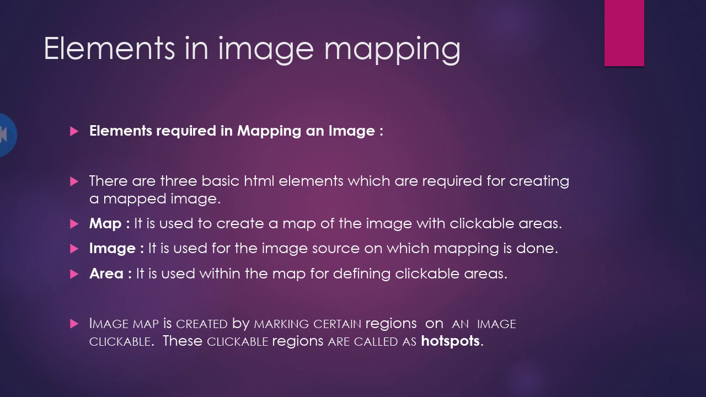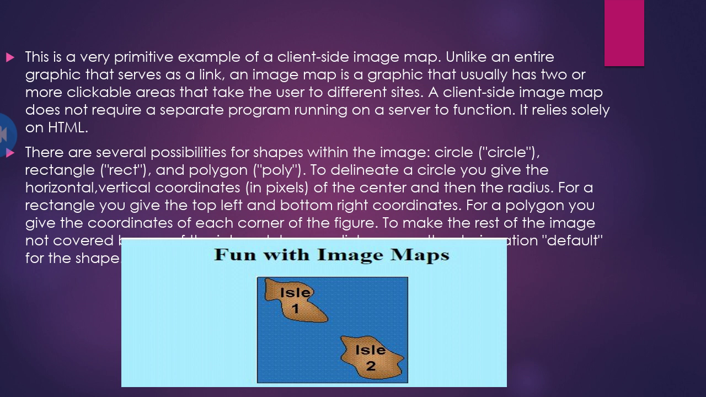The last element is area. Area is used within the map for defining clickable areas. It means you have to select the particular area on which you have to do mapping. Again, look at this image. For example, the first element is image. So the whole image is the image. Next is area. Area means you have to select the area on which you have to do mapping.